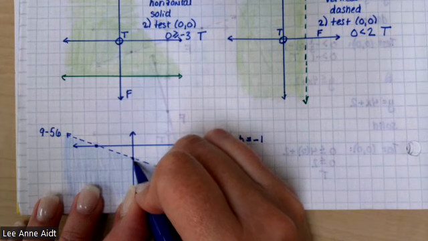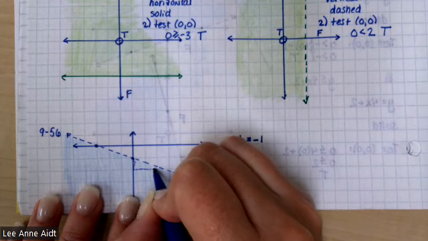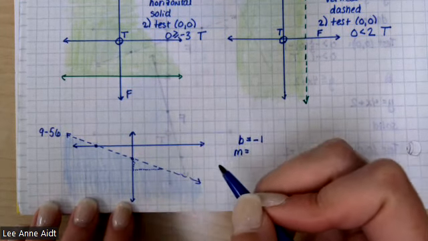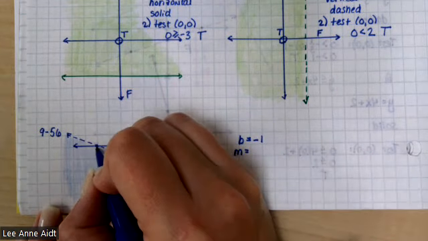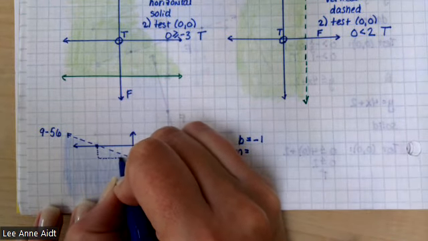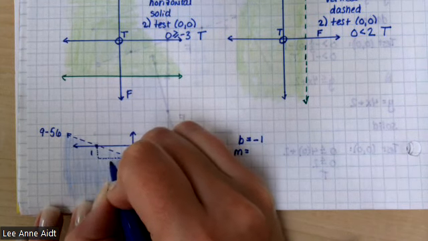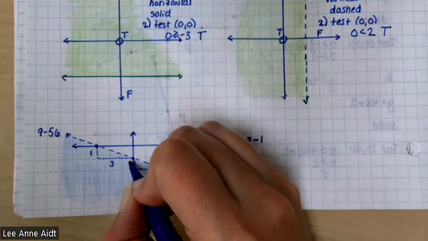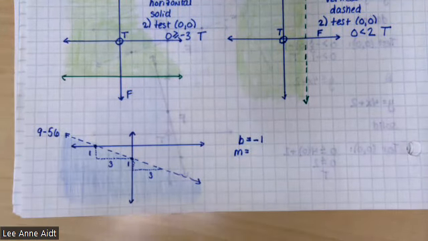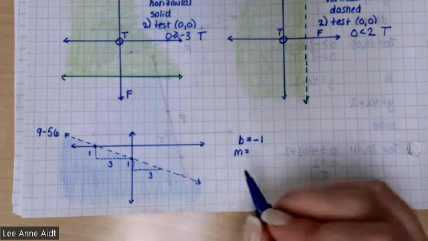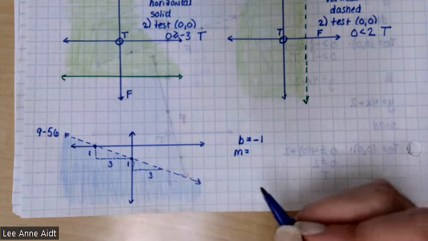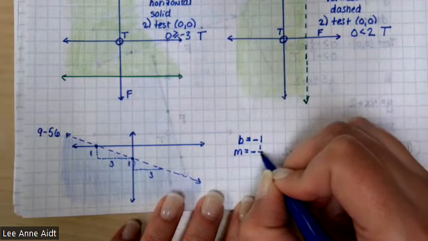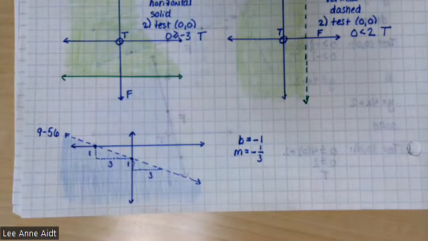So I'm going to go like deep, deep, deep, deep, like this. That was terrible. I'm going to go like this. Okay, so what is the slope here? Yes, -1/3. Does it make sense that it's -1/3 because it's going downhill?